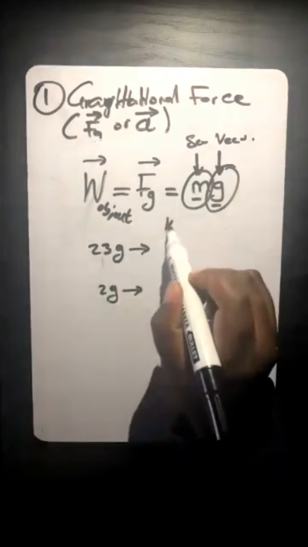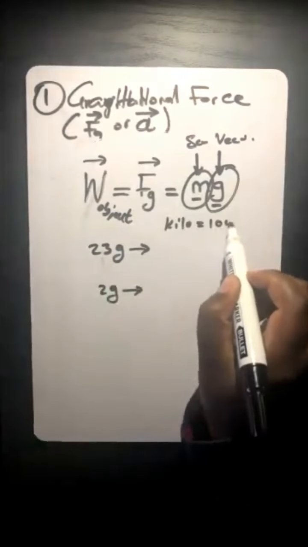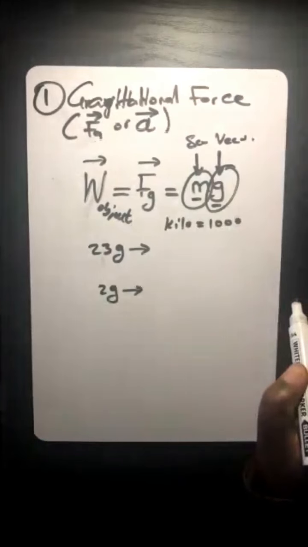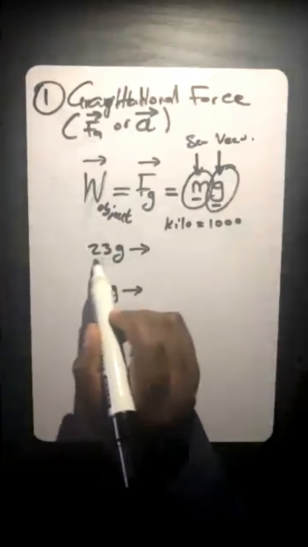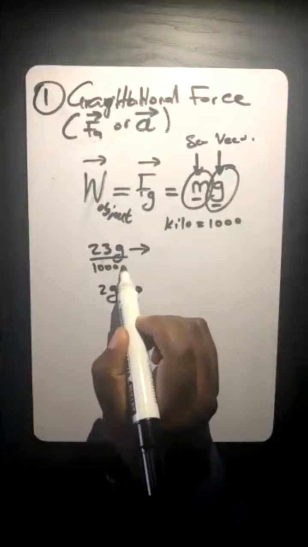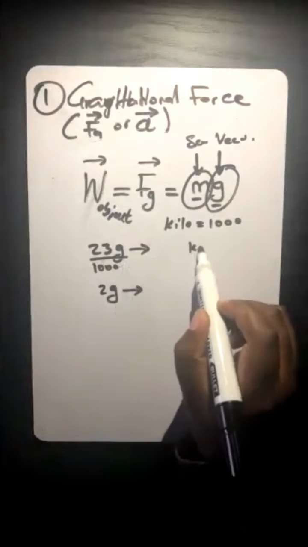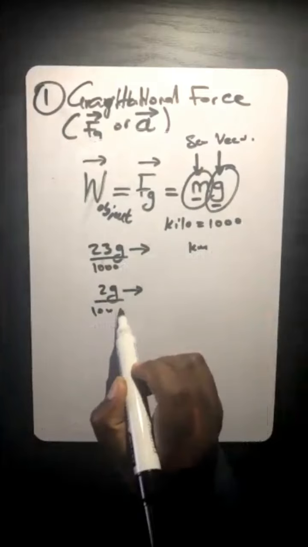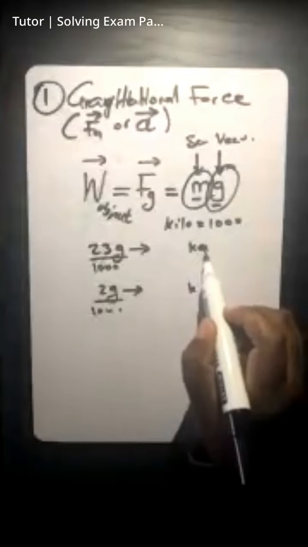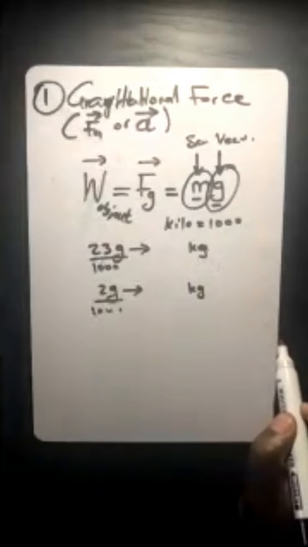Remember, the word kilo means 1,000. So every time we mention kilo, we talk about 1,000. So if it's given in grams, divide it by 1,000 to convert it to kilograms. No, kilograms and not kilometers, kilograms.